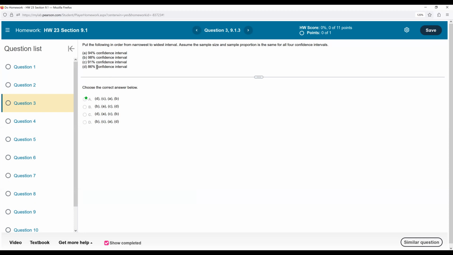So 86%. The less confidence, remember we said, would be the narrowest. So if we want to be super sure, then that means you're looking at the value within a small interval. So D would be the narrowest. Narrowest to widest: CAB.